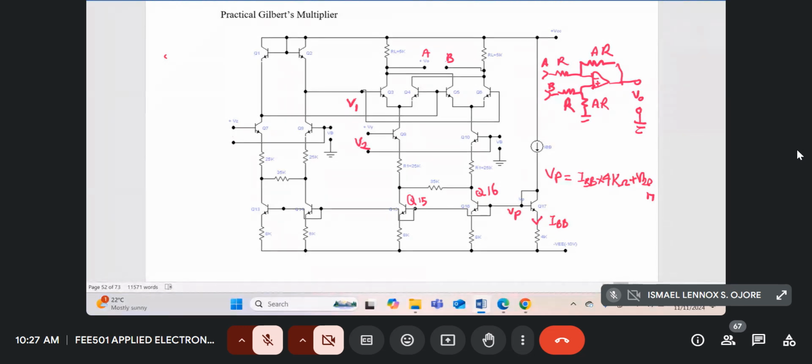So if the base of Q17 is identical to the base of Q15, which is identical to the base of all these other transistors, Q13 and Q14. But we'll only restrict ourselves to analyzing the currents at the emitters of Q15 and Q16. So let's consider the current at the emitter of Q16. If the base of Q16 is VP, the emitter will be VP minus 0.6 volts, or minus VBE16.